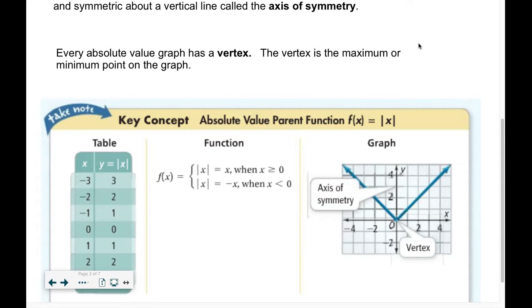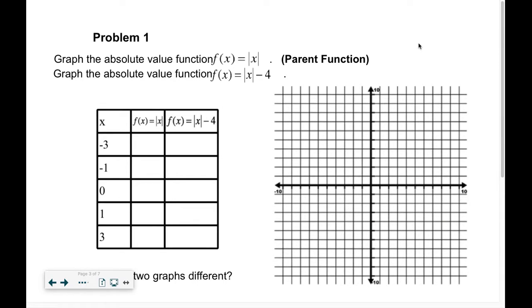Alright, turn the page. You want to fill out the table already? If x is -3, the absolute value of -3 is 3, absolute value of -1 is 1, 0, 0, 1, 1, 3, 3. Questions with the table so far?